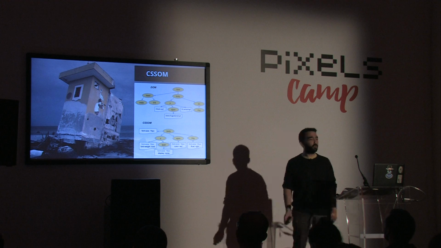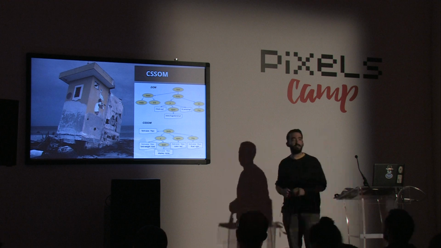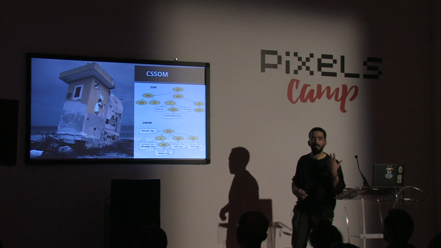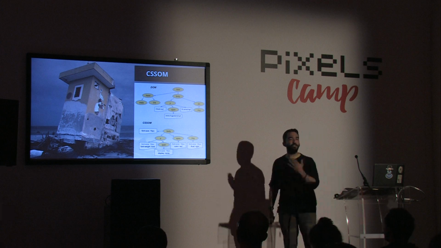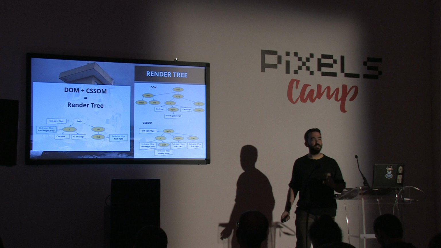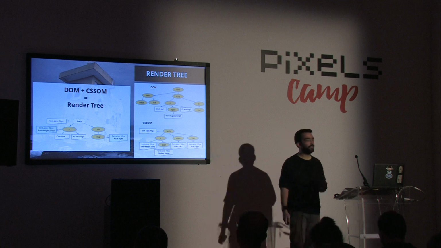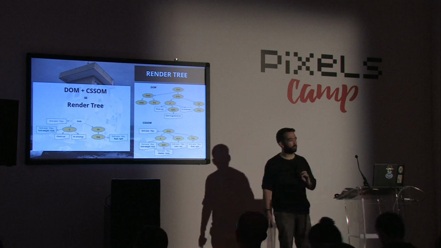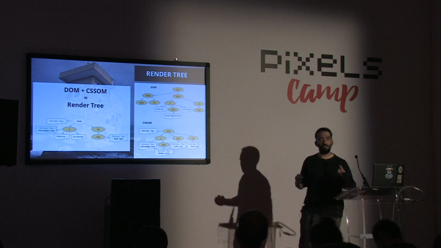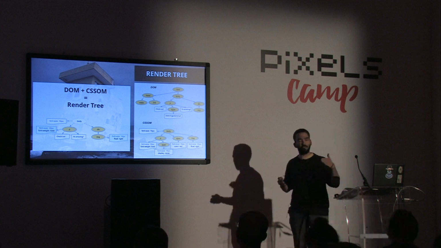Also, next to it is the CSS OM. It's like the object model of CSS. All your colors, all your stuff, it will get into a tree like this. In the end, the browser merges these two trees and produces what is called the render tree. The render tree is like a set of orders for the browser to render.